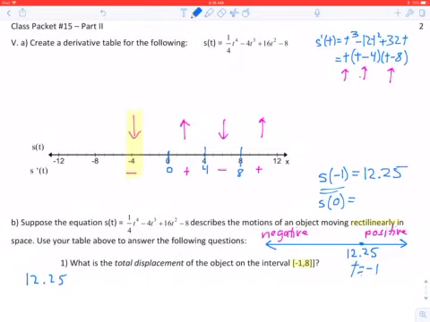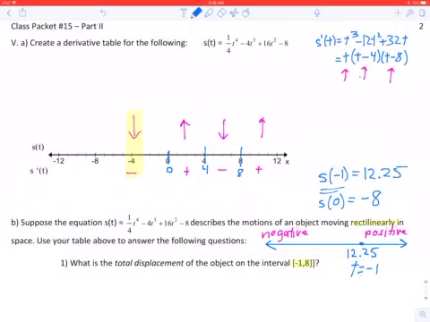Where is it at t equals 0? Well, everything will zero out. So if I plug 0 back into the original function, I get a negative 8. So it'll move from 12.25 to a negative 8. So how far is that? I think you can pretty much see that it's 20.25.